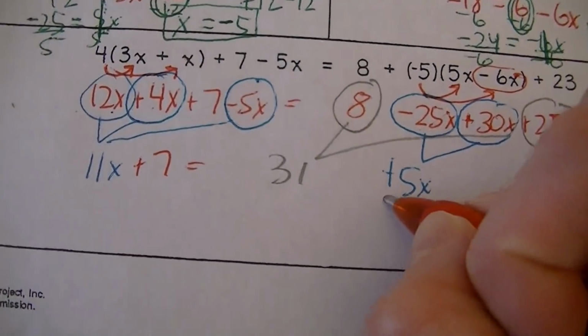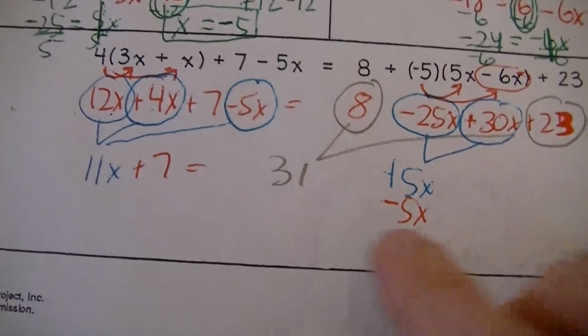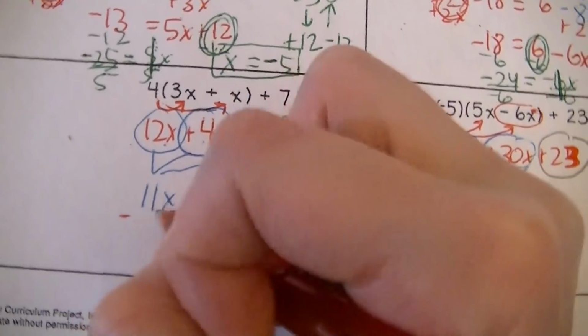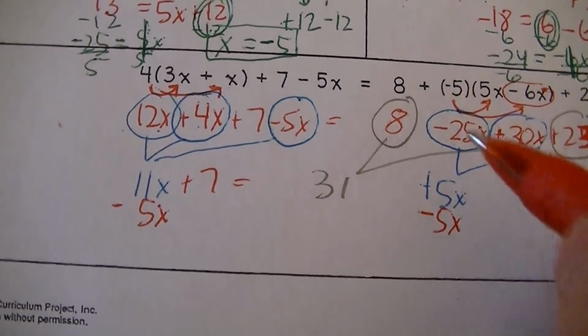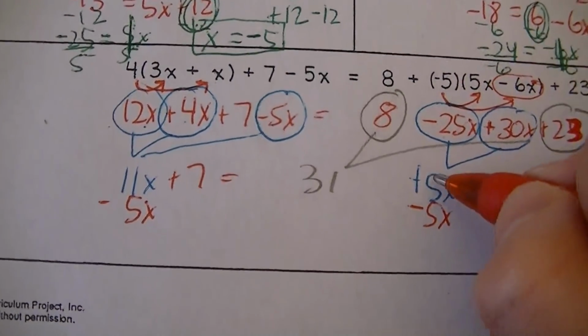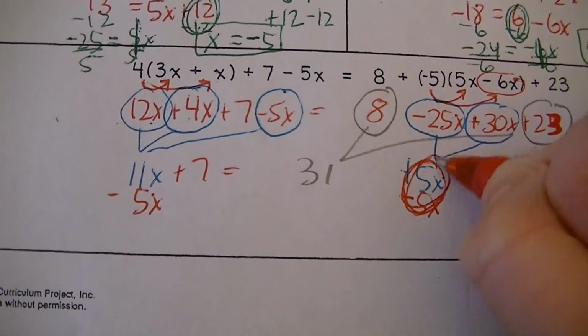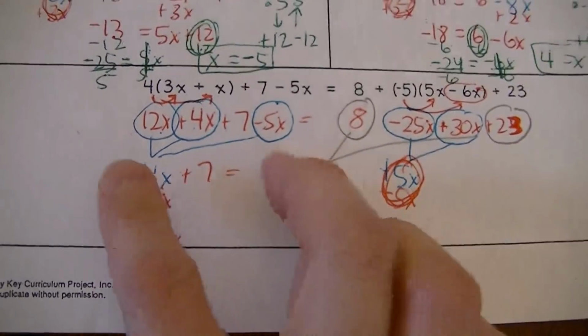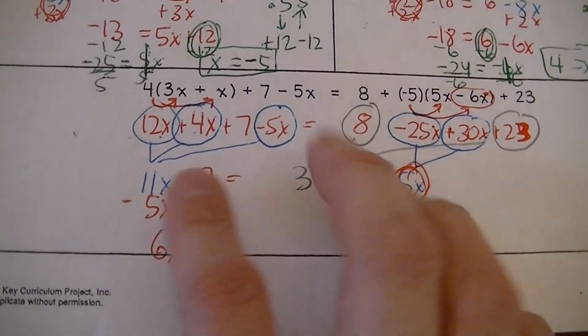So I'm going to subtract 5x over here, because that's the inverse operation of plus 5x. And then I'm going to subtract 5x over here, because whatever you do to one side of the equal sign, you do to the other side of the equal sign. So 5x subtract 5x is 0. 11x subtract 5x is 6x. And I know it's so spread out, I'm really sorry about that, but bring everything down, okay?